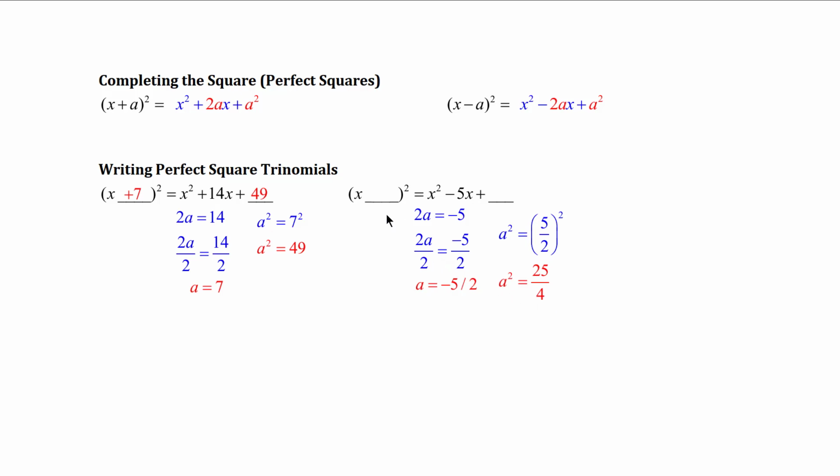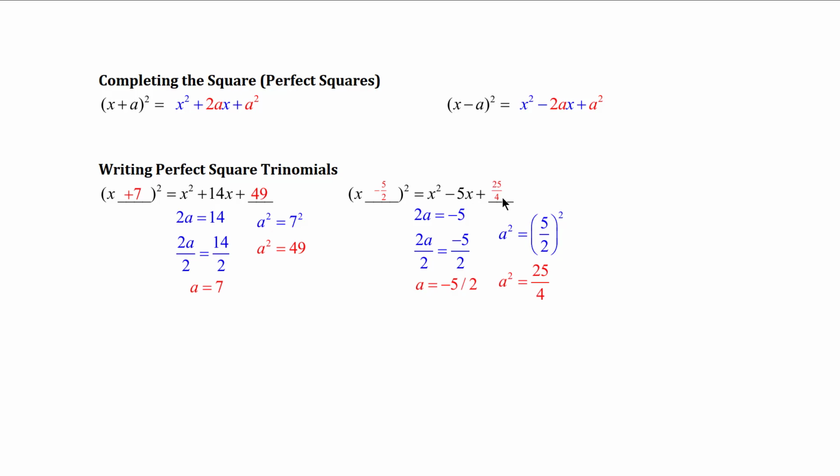So −5/2 goes on the left side of the equation, and 25/4 is the third term of our trinomial. So we have (x − 5/2)² = x² − 5x + 25/4.